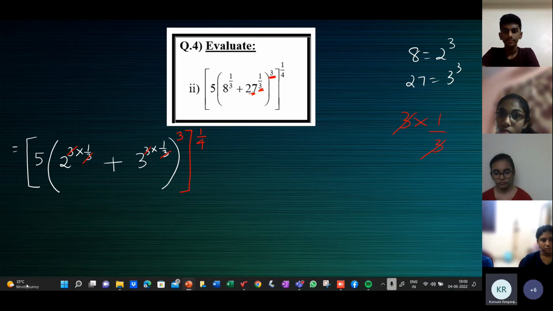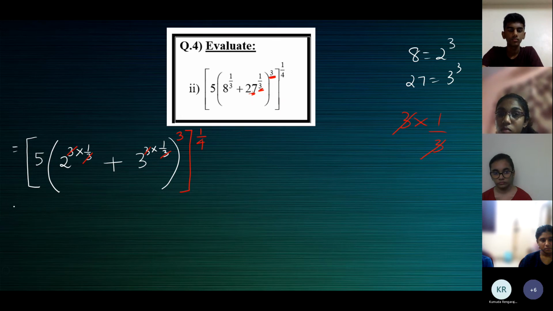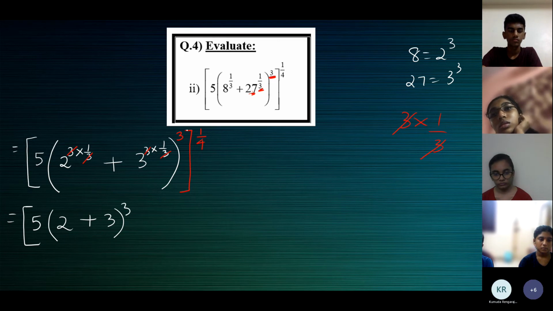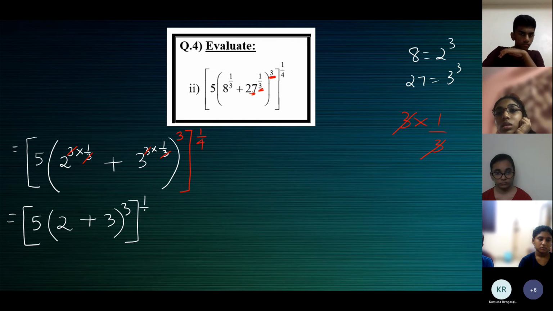Okay, so next step. Write the 5 as it is. Open the simple bracket. 2 power 1, so it is only 2. Plus 3 power 1, it's 3. Close the simple bracket. What is there? 3. Write the 3. Then the square bracket. And then that power 1 by 4.